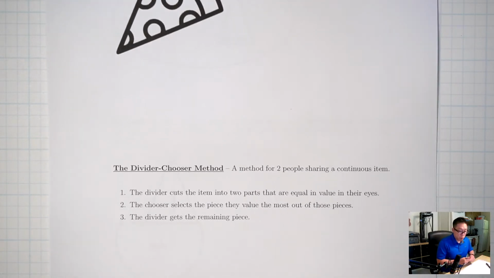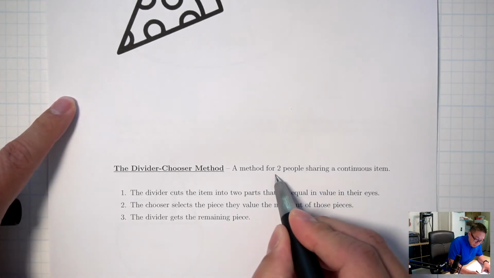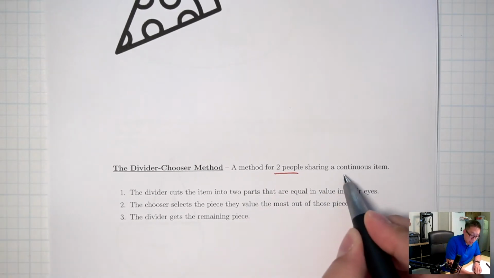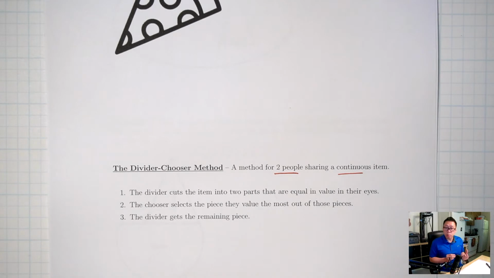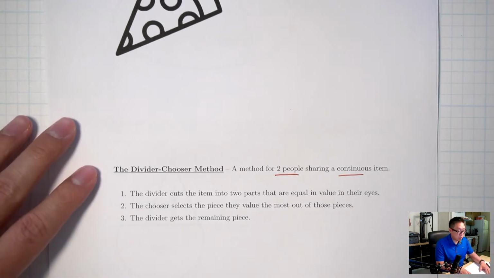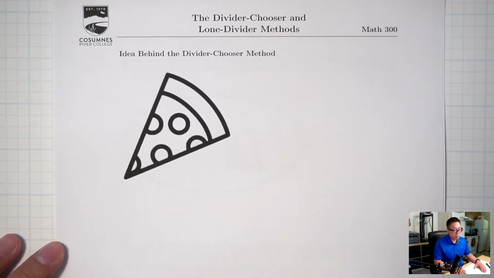This is a method for two people sharing a continuous item. So it's important that it's two people, and it's important that the item is continuous, meaning that we can cut this up. So what's the idea behind this divider-chooser method? Say I'm sharing this pizza with my sister. Okay, so two people. How do we cut this up so that both of us are happy?